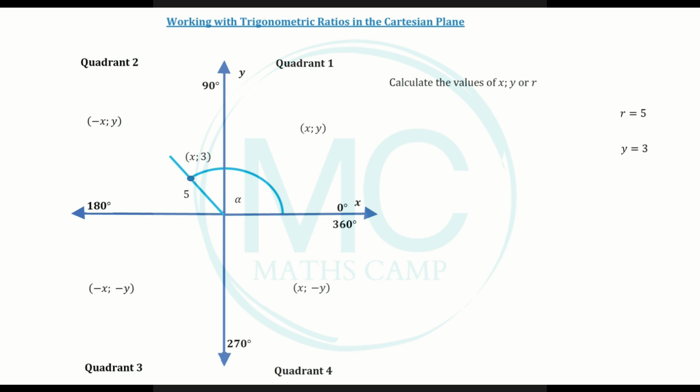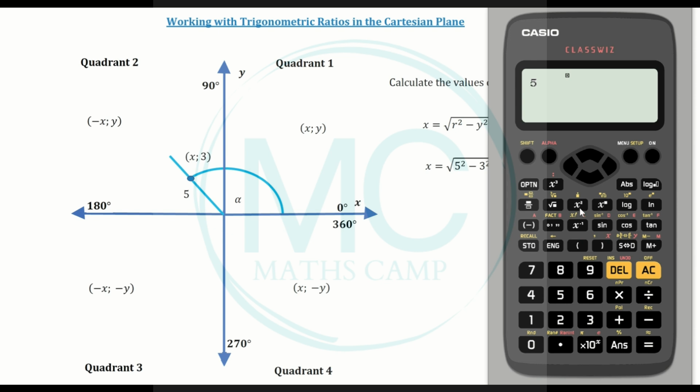And we can now say x is equal to the square root of r squared minus y squared. Now we can fill in our values. We can say x is equal to the square root of the value of r, 5 squared, minus the value of y, 3 squared. Now we can take our calculator.